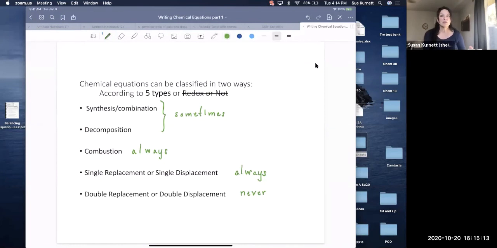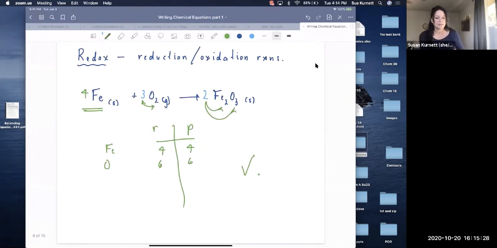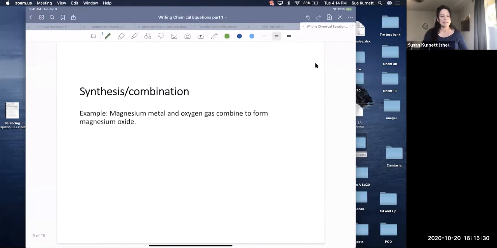Okay, so today we're going to focus on the 5 reaction types. Why? Because they're going to help us balance equations. So I'm going to start at the top and talk about if it's a synthesis, do it this way. If it's a combustion, do it that way. Okay, so for synthesis and combination, I'm going to start by using my good nomenclature to correctly write the reactants and products.